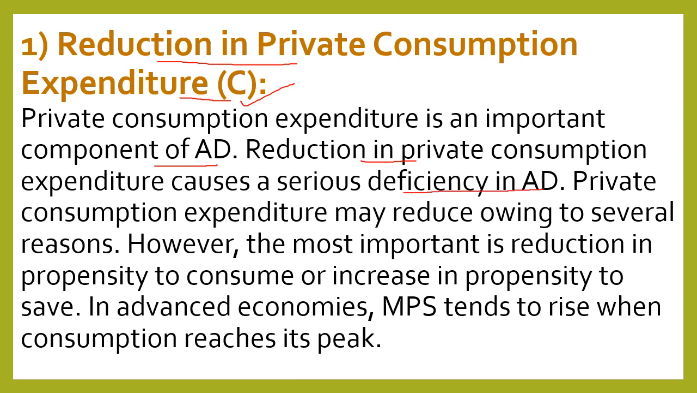Now, private consumption expenditure may reduce due to several reasons, and one of the most important reasons is reduction in MPC. When there is reduction in propensity to consume or increase in propensity to save, our consumption expenditure would also reduce, because MPC is the factor that measures how much we will spend on consumption. So if our MPC reduces, that means our consumption expenditure would also reduce.